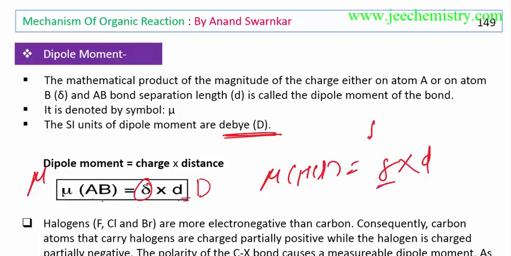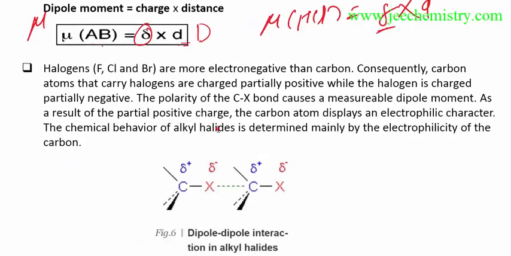Del, I am not saying del minus or del plus, I am saying only del. Del means only charge, not negative charge, not positive charge. I am not considering negative or positive here, only the magnitude. So the definition of dipole moment needs to be remembered. If a theoretical definition is needed, the unit needs to be remembered. The debye is the unit, and d is the distance between them.